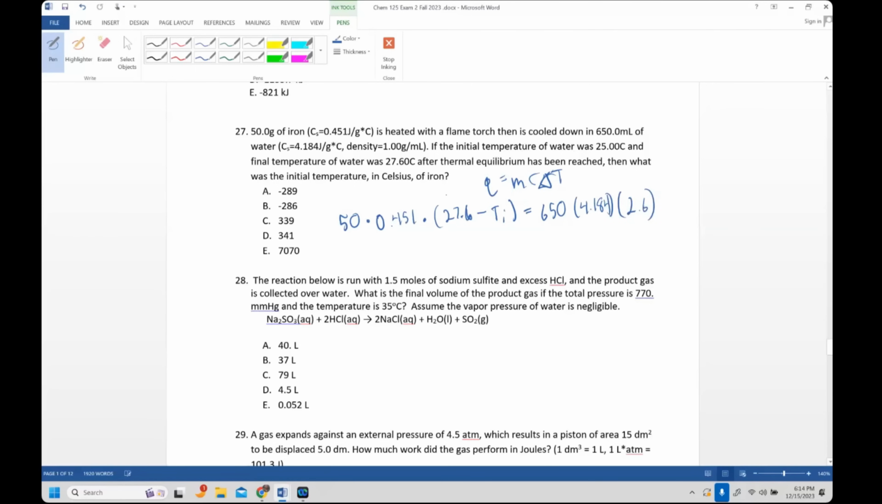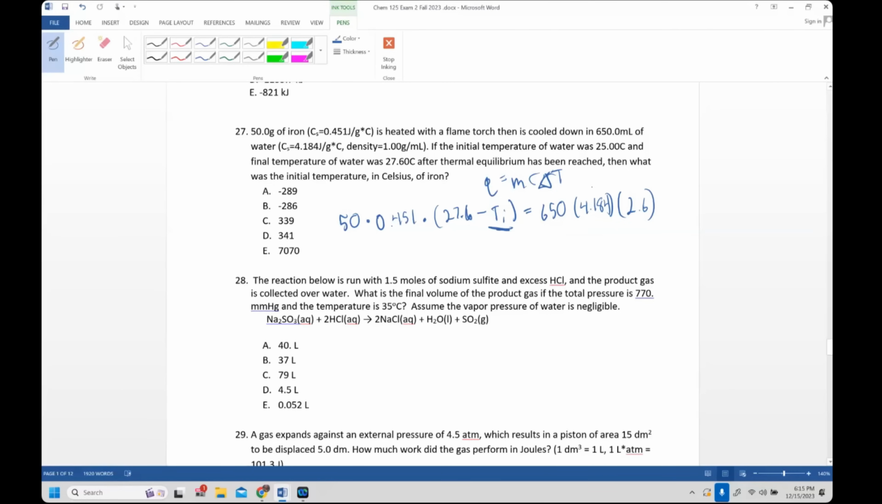So I'm going to need your guys' help again. If you guys want to solve for T initial here, basically all we did was make an MC delta T for the metal and make it equal to MC delta T of the water. The reason we can do that is that we're assuming the heat is not dispersed into the surroundings, but all the heat of the metal is being transferred to the water. That's why we can say the final temperatures are the same at thermal equilibrium, and the heat leaving the metal is the same as the heat being gained by the water.